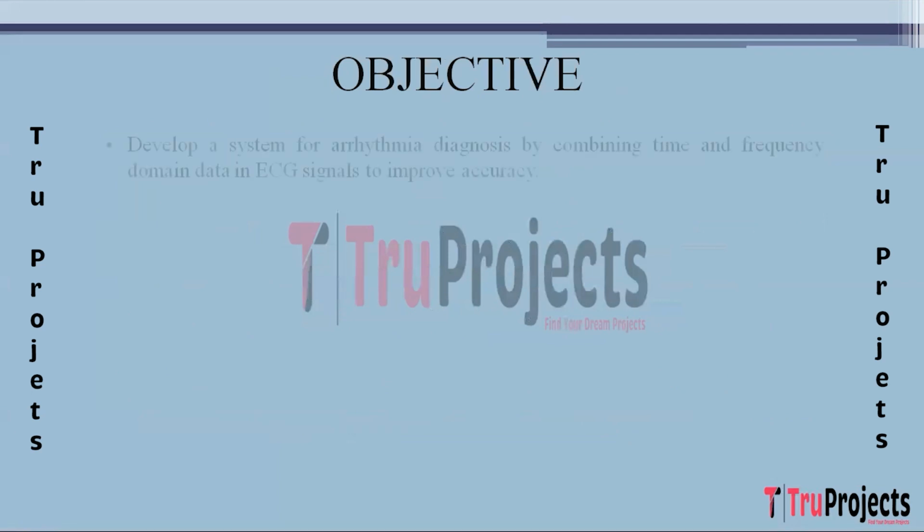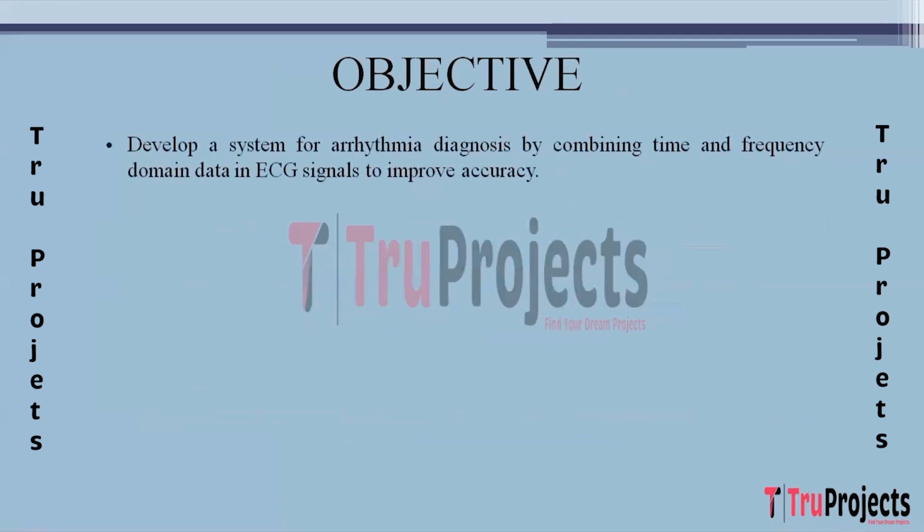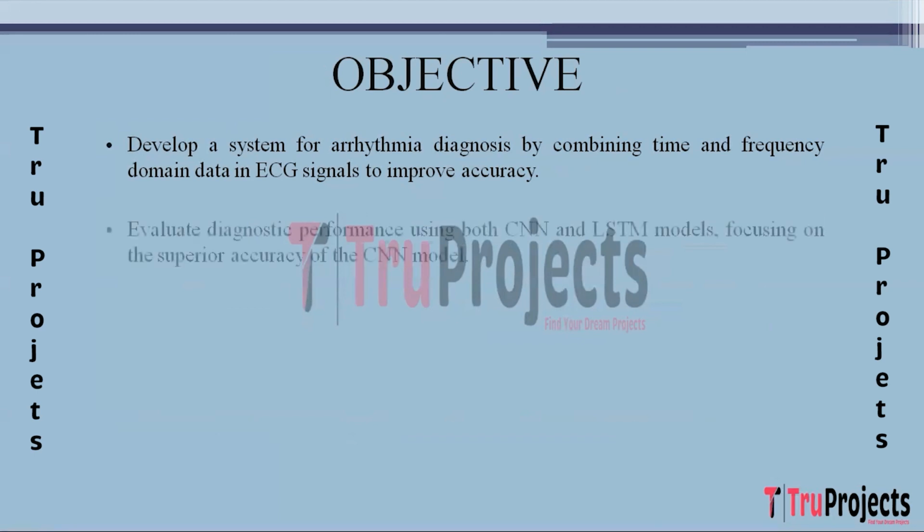Objective of the project. As I mentioned earlier, the project aims to develop an integrated diagnostic system for arrhythmia disease using a fusion of time and frequency domain information in ECG signals. The objective is to enhance the accuracy of arrhythmia diagnosis by leveraging both temporal and spectral features present in the ECG data.